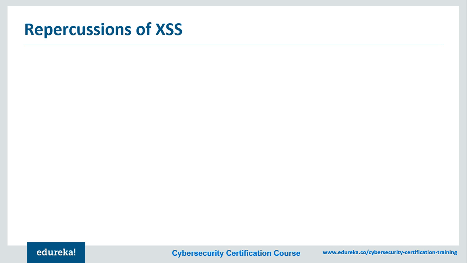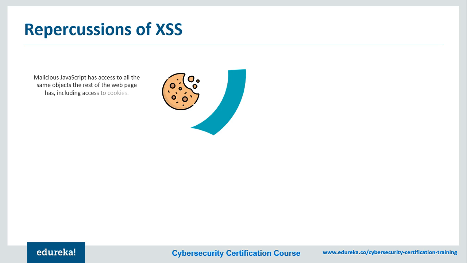So firstly, malicious JavaScript has access to all the same objects that the rest of the web page has. So this includes a thing called cookies. Now cookies are often used to store session tokens, and if an attacker can obtain a user session cookie, they can impersonate that user anywhere on the internet.